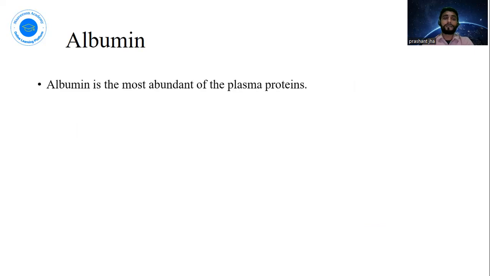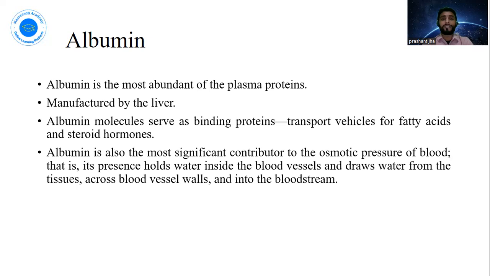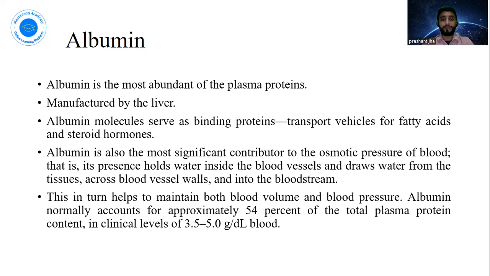So what is albumin? The albumin is the most abundant of the plasma proteins. It is manufactured by the liver. These molecules serve as binding proteins and transport vehicles for the fatty acids and steroid hormones. Albumin is also the most significant contributor to the osmotic pressure of the blood. That is, its presence holds the water inside the blood vessels and draws the water from the tissue across blood vessel walls and into the bloodstream. This in turn helps to maintain both the blood volume as well as blood pressure.